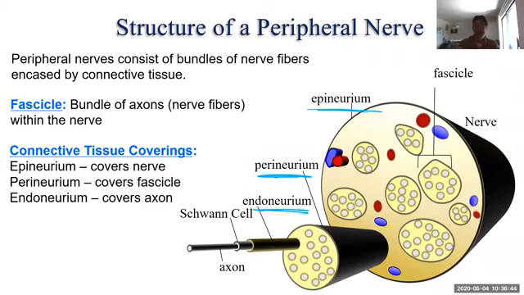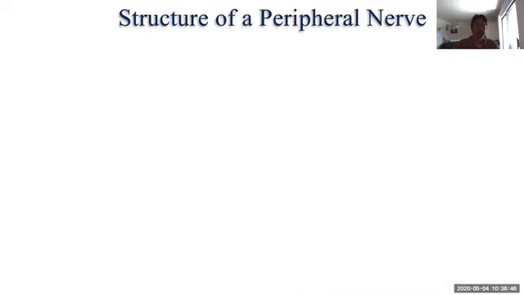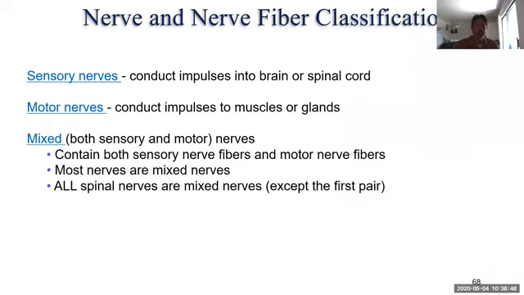Now, with that said, let's talk nerves. Now, I'm not going to go over the classification of the nerves. Just know that most nerves are mixed. What that means is that they have both sensory and motor fibers going through them.